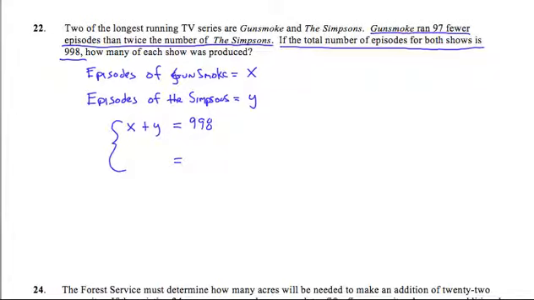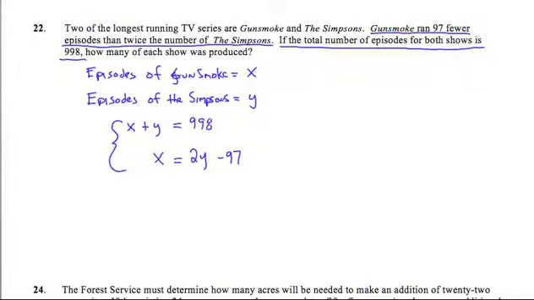It says Gunsmoke ran 97 fewer episodes than twice the number of the Simpsons episodes. So if I say, okay, this is Gunsmoke, X is Gunsmoke now, that ran 97 fewer. So 97 fewer means I'm going to be subtracting 97 from something. 97 fewer than twice the number of episodes as The Simpsons. And so Y is the number of Simpsons episodes, so that would be twice that would be 2Y. So there is my second equation. Now that I have a system of equations, I'm going to go ahead and solve.